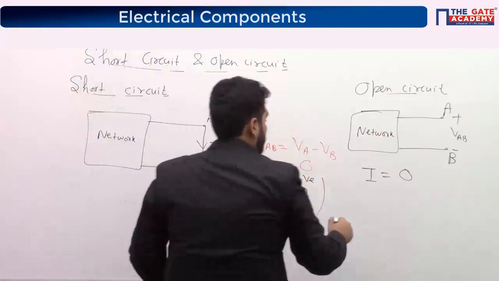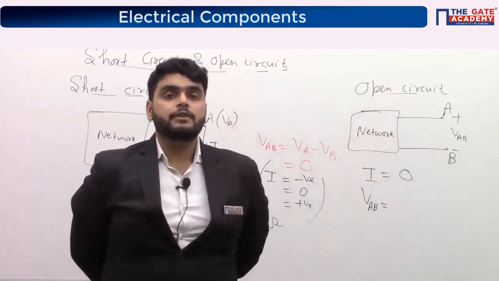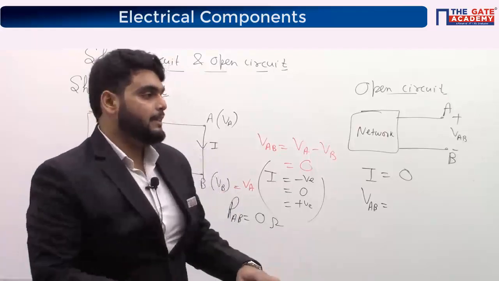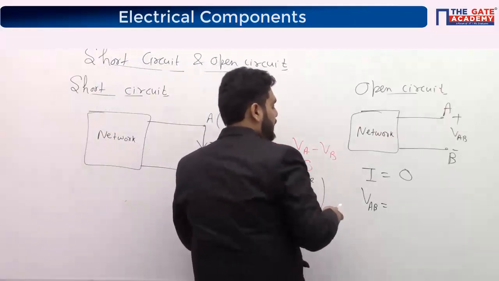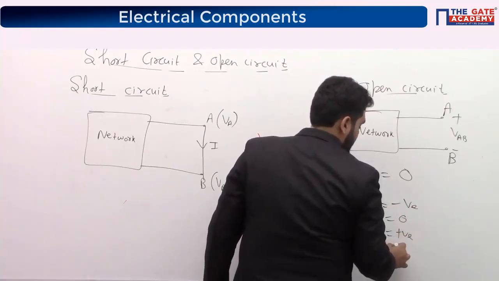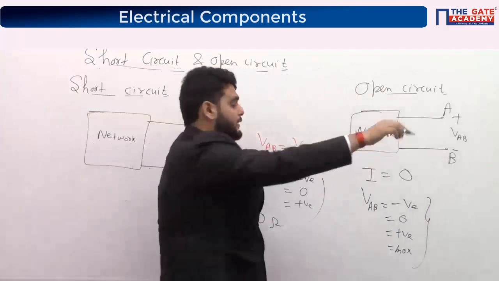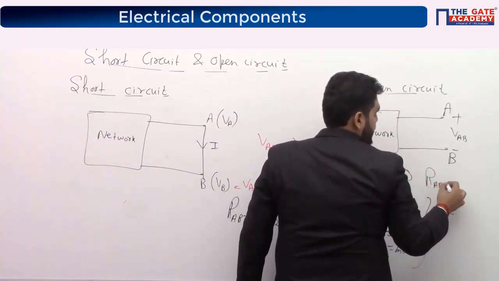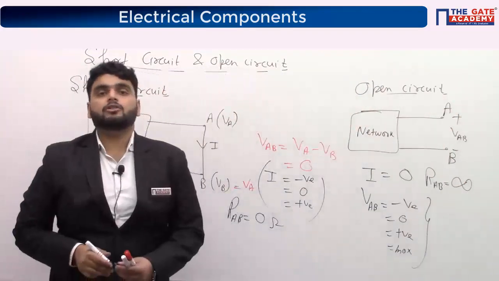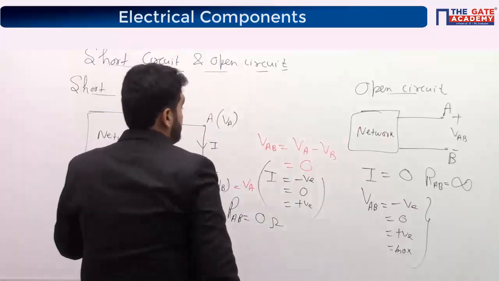So what will be the V_AB here? Again, V_AB can be any value. It can be maximum, minimum, 0, high, positive, negative; it all depends on the network. And for resistance AB in an open circuit, there is no current flowing, so resistance AB is infinite. Always remember, in an open circuit, resistance becomes infinite. These two topics are very important.